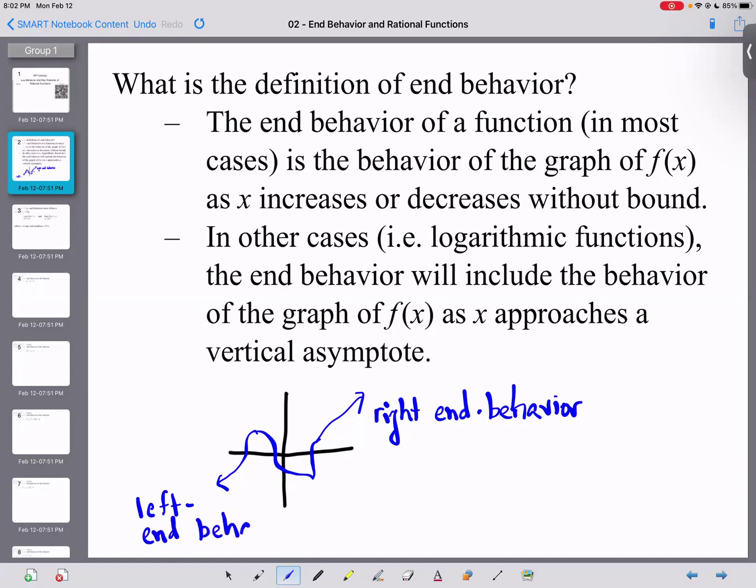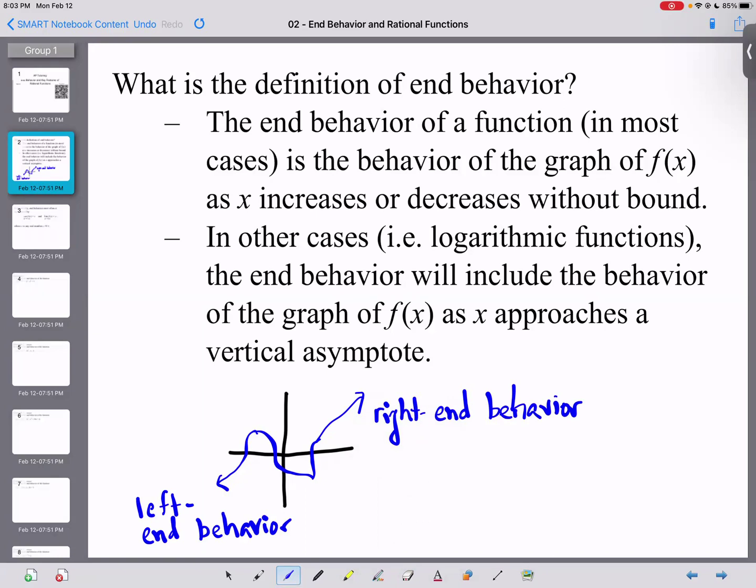And I put the hyphen in the wrong spot there in that first one. The hyphen needs to go right there: the right end behavior and the left end behavior. That's kind of what we're looking at to start this lesson off.